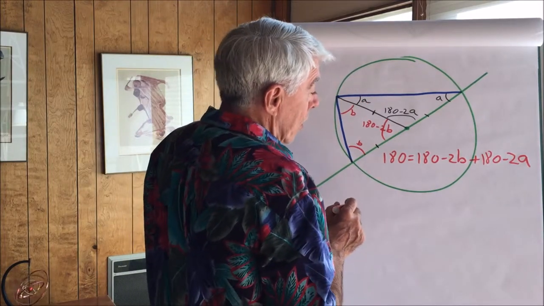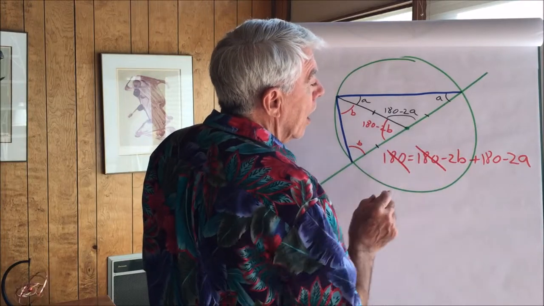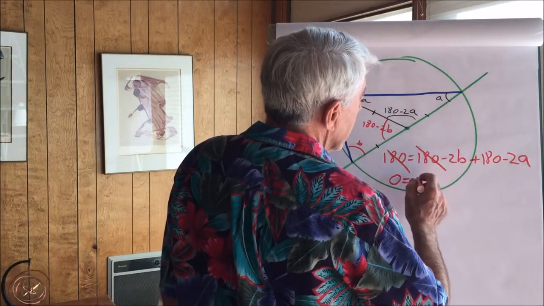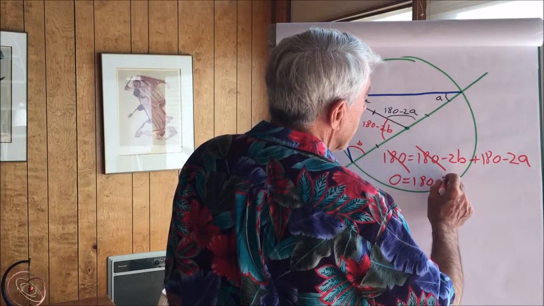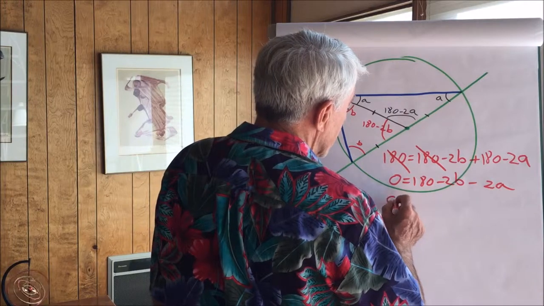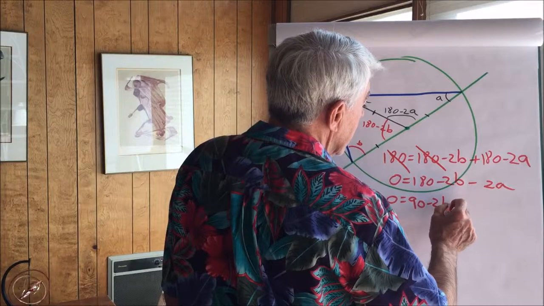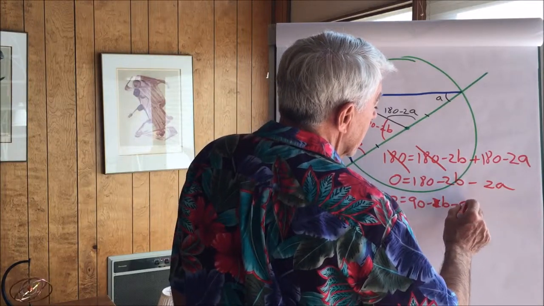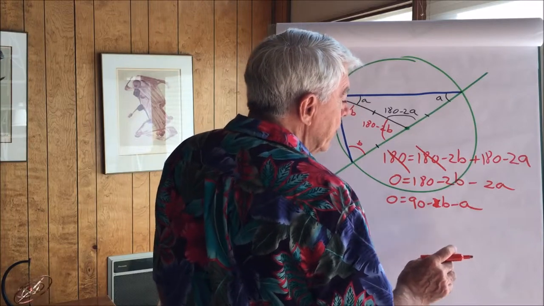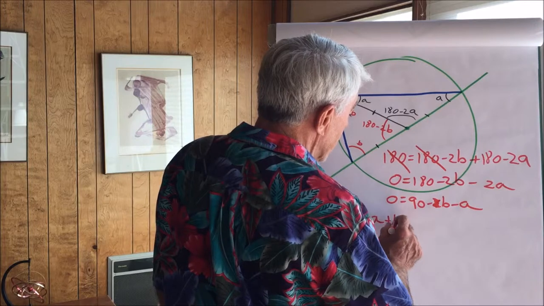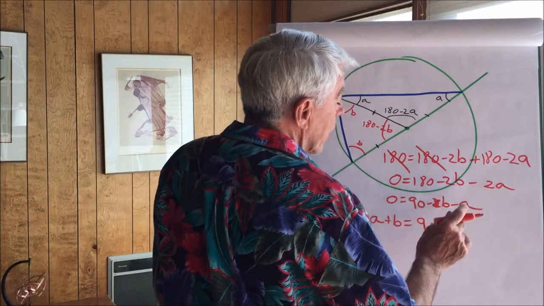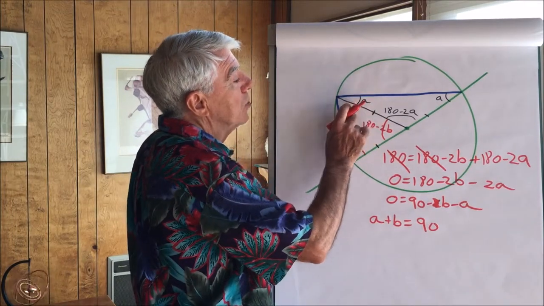Now let's subtract 180 from both sides. Gone, gone. Okay, we'll say zero equals, let's put 180 over here, minus 2B minus 2A. Well, let's divide through by 2. We get 0 equals 90 minus B minus A. Let's add A and B to both sides. We have A plus B is equal to 90. When we added the B over here, this went away. When we added the A over here, this went away. And we have A plus B equals 90. A plus B is 90 degrees.